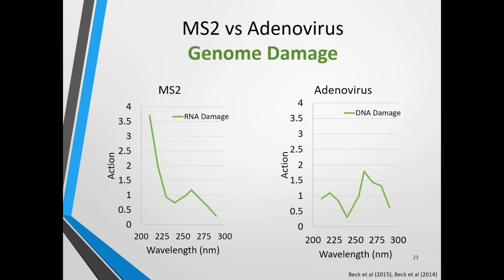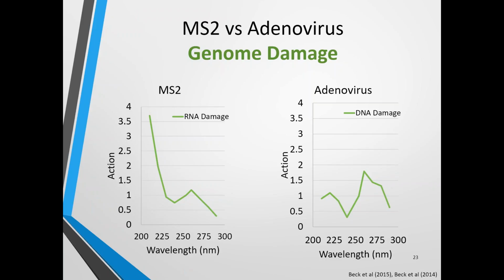And starting to look at why, Sarah Beck in the London lab did some research on the genome damage for both of these viruses. And you can see that for MS2, there's a high action for genome damage for wavelengths below 250, and then there's a relative peak for genome damage around 260 nanometers, which aligns with the peak absorbance of nucleic acids. However, for adenovirus, we don't see that increased action for genome damage at low wavelengths, but we do see that relative peak of genome damage at 260 nanometers.